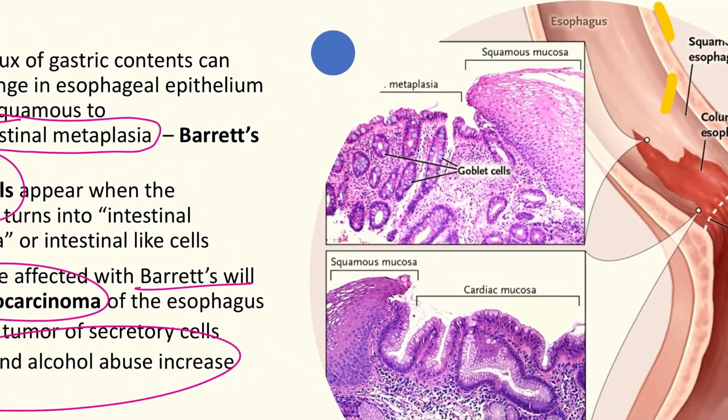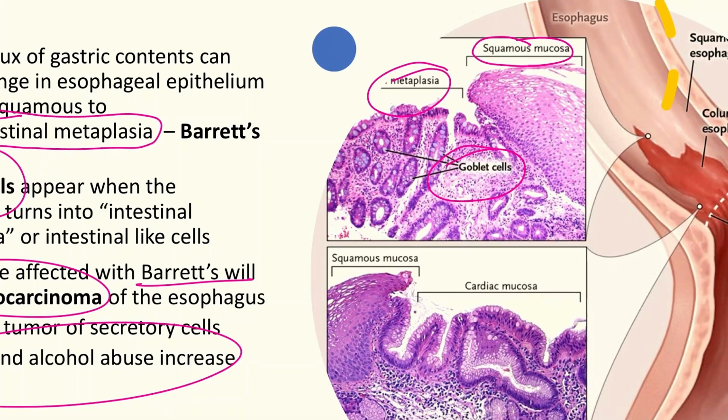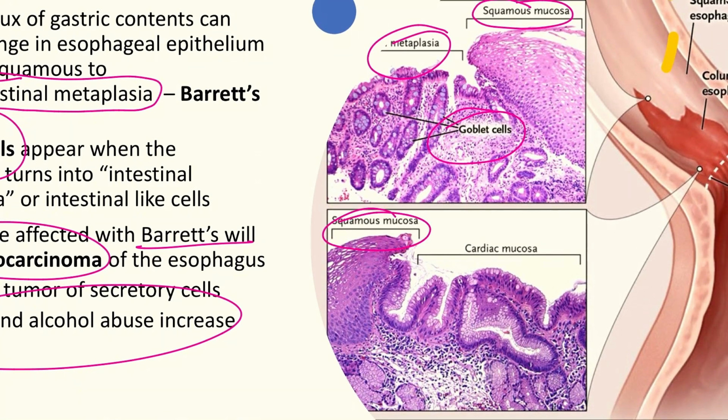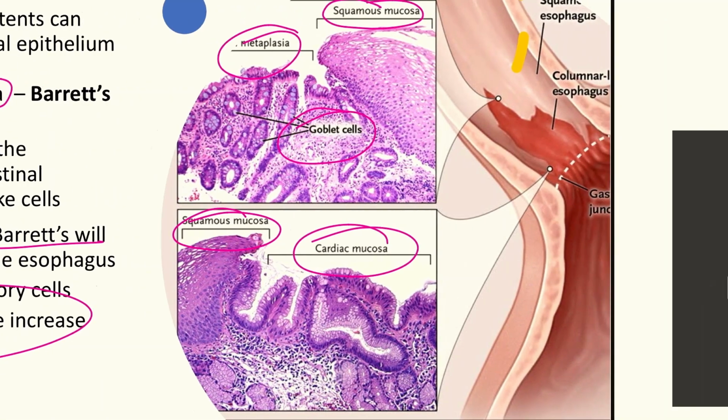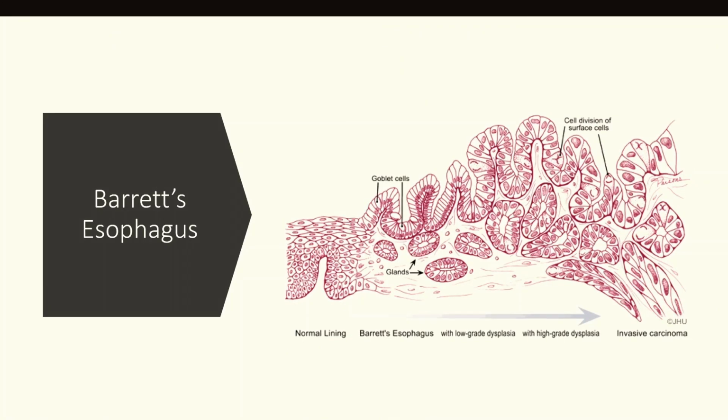So you can see here squamous mucosa, and there's your metaplasia and how it changes. There's your goblet cells starting to creep in to invade that tissue. And you can see here also squamous mucosa, and then there's our cardiac mucosa coming in from the stomach. And again, here's our normal, and then as we go down the cascade, cells get more disorganized. A lot of dysplasia, metaplasia occurs, and eventually carcinoma in situ can develop.